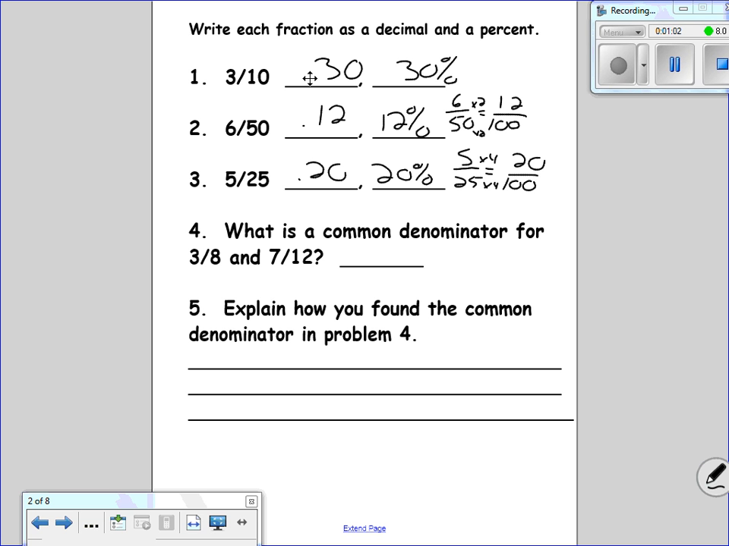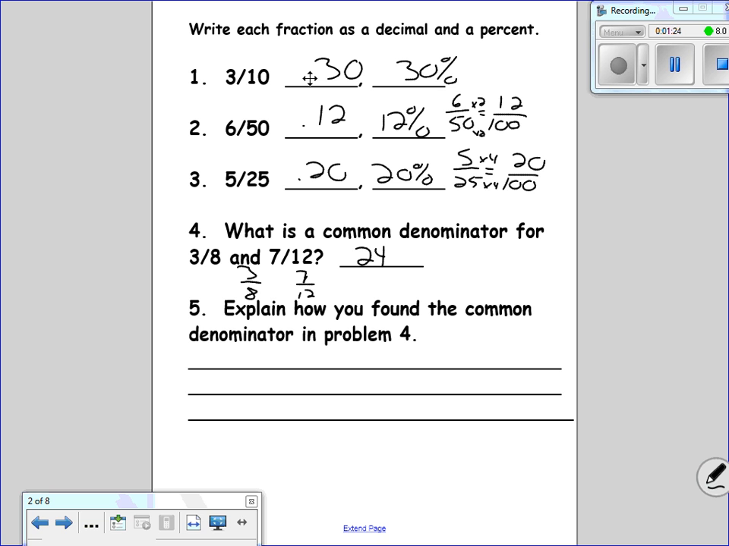All right, look at the next one. What is a common denominator for 3/8 and 7/12? Let's take a look here. They don't go into each other. But let's say if I do 12 times 2, I get 24. Can 8 go into 24? It can. My common denominator would be 24.